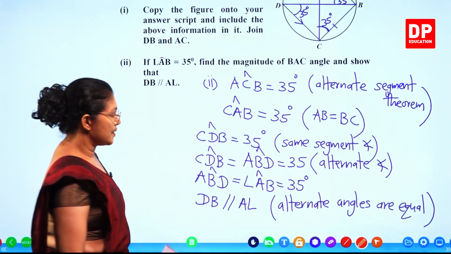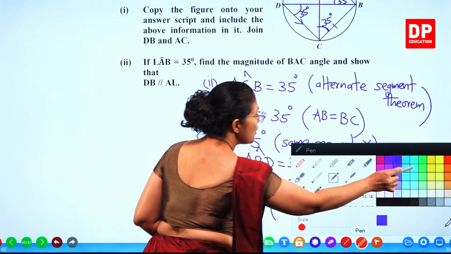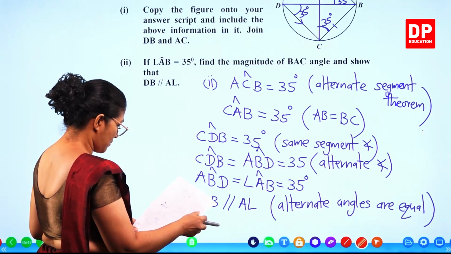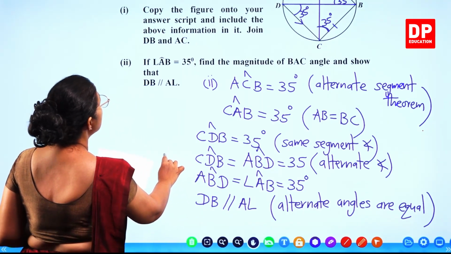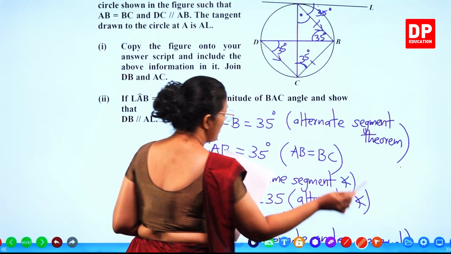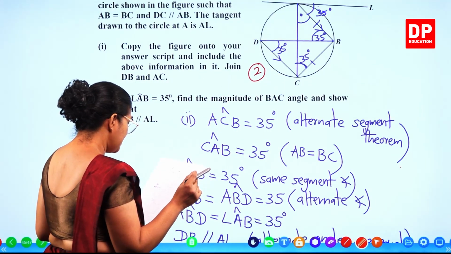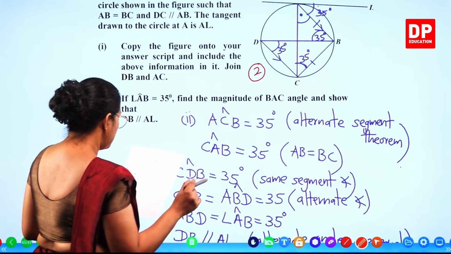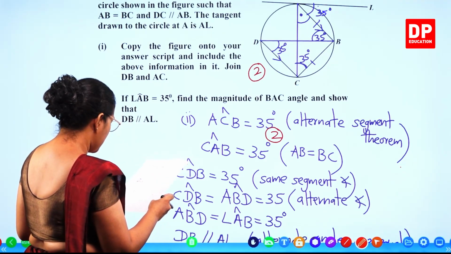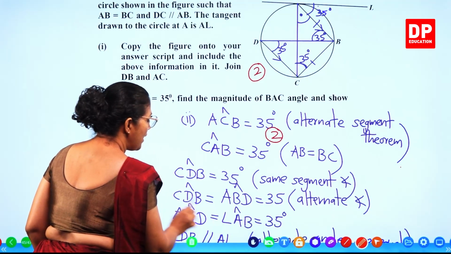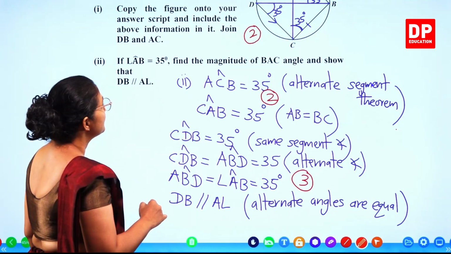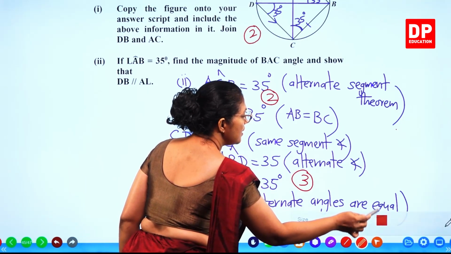So that's the last part. Okay, let's give marks for that. So we can give, for copying the diagram and marking these angles, you get 2 marks. And then that's the first part. Second part, finding the angle, that's 2 marks. And the other part, you are getting 3 marks for showing that the two lines are parallel. So 7 marks for this. And let's do the last part.